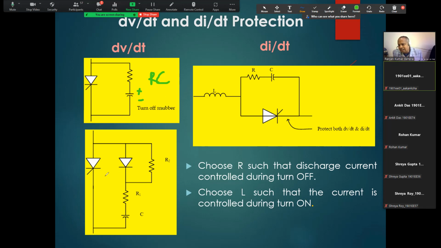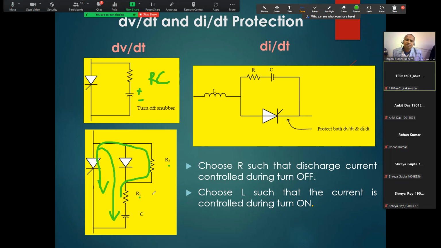Similarly, there is another circuit: when you turn on, this circuit is charged. And when you turn off the thyristor or apply the reverse bias, then this will be discharged through this path. So you can see that the discharging path has more resistance and it is very slow. So you can choose R1 and R2 so that you can increase the time constant. This is called the soft switching off of the thyristor.